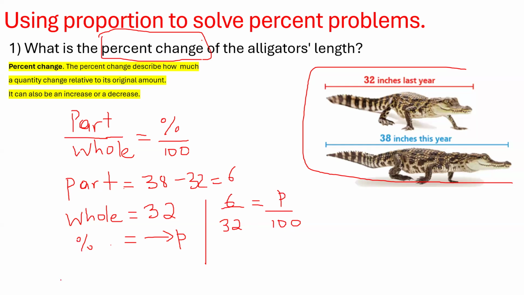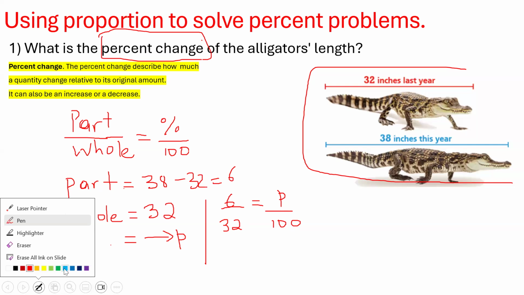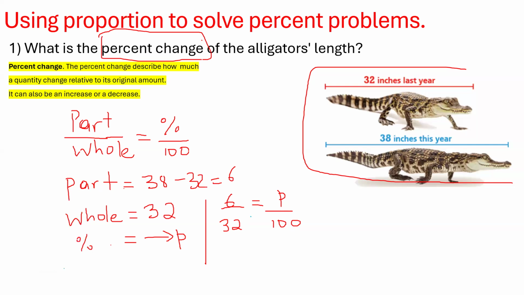All right. So now we have our proportion. We are going to cross multiply to solve. Cross multiplying is the same thing as using the butterfly method. So 32 times P is 32P, and 100 times 6 is 600. Now we have an equation, and we are going to solve for the variable, the unknown.